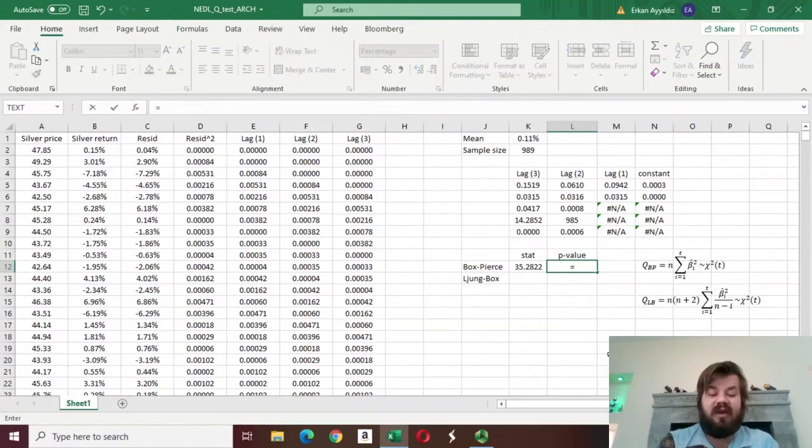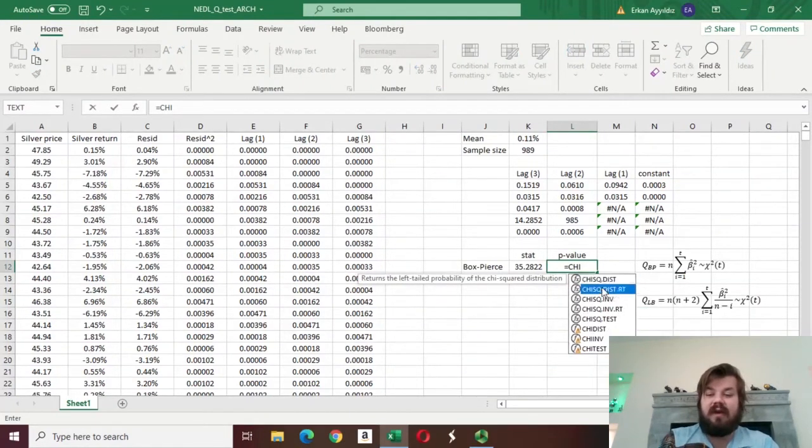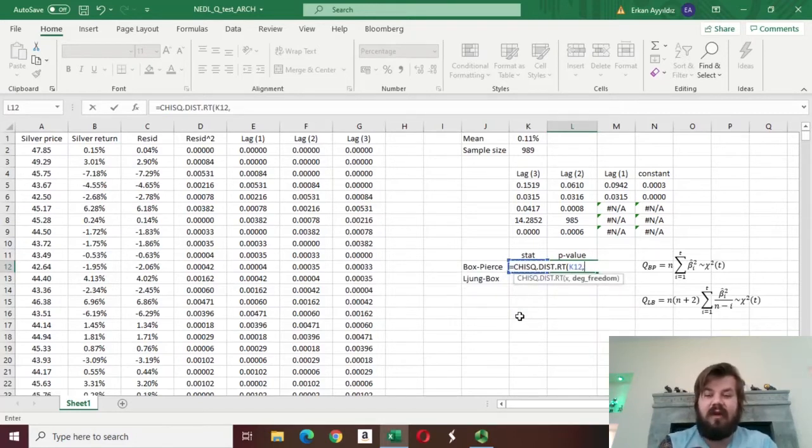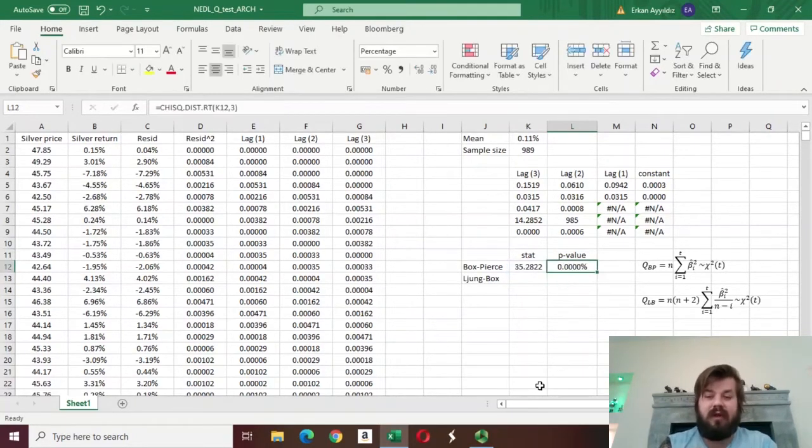And to calculate the p-value, we can just apply the right-tailed chi-squared distribution, input the chi-squared statistic as the x-value, and bearing in mind this formula, input 3, the lag length, as the degrees of freedom. Close the brackets, enforce the formula, and get a p-value very close to 0. It means that the probability that there is no ARCH heteroskedasticity in that setting is ridiculously low, so it's very likely that silver returns are indeed heteroskedastic, with volatility behaving according to an ARCH process.